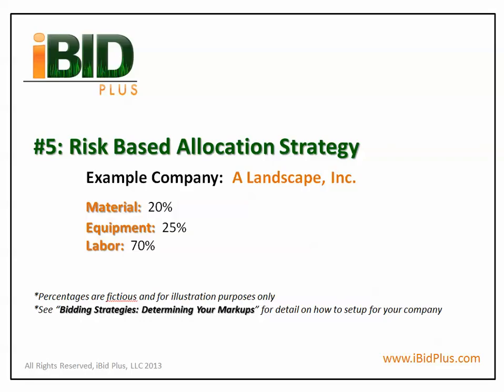In this example, we want to assume that company A, Landscape Incorporated, uses a risk-based allocation strategy where they mark up material 20%, equipment 25%, labor 70% to recover their overhead. Now obviously these percentages are fictitious and for illustration purposes only. See Bidding Strategies Determining Your Markups video for detail on how to set up these percentages for your company.